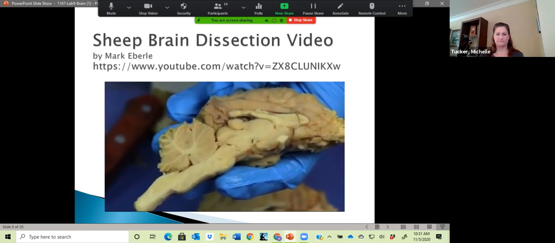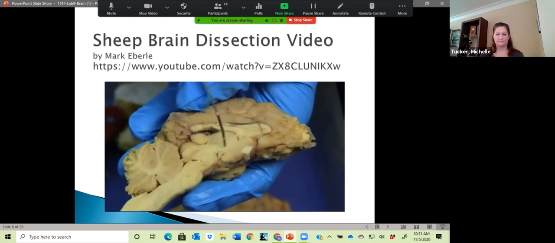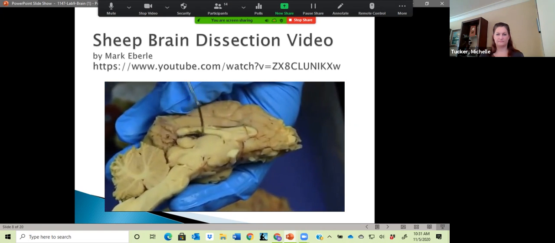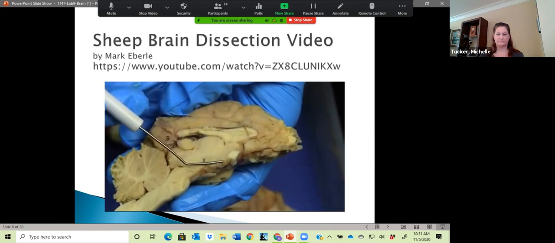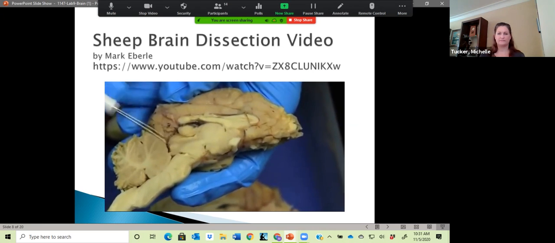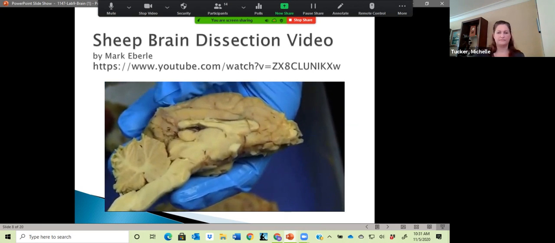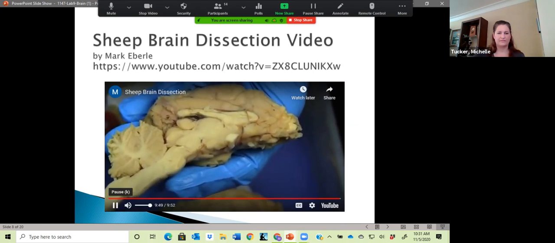One more thing I'd like to point out to you. I mentioned that the thalamus is kind of a ball right there. Underneath it, right here, is the hypothalamus. So those are the major structures.